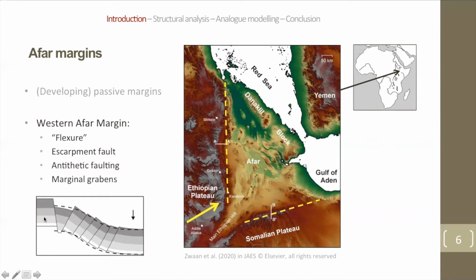And this flexure is characterized by an escarpment fault, so a first step downward, and then antithetic faults dipping towards the plateau. And in between of that, we have a marginal graben, which is a little graben hugging the margin, if you want, and which is often well expressed in the topography.